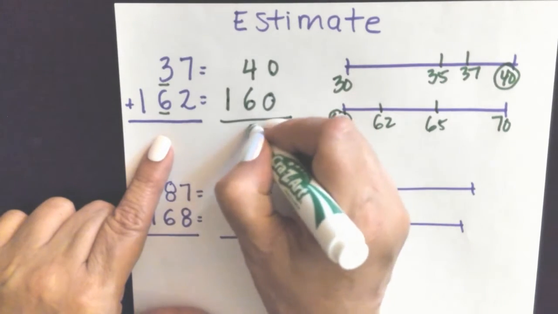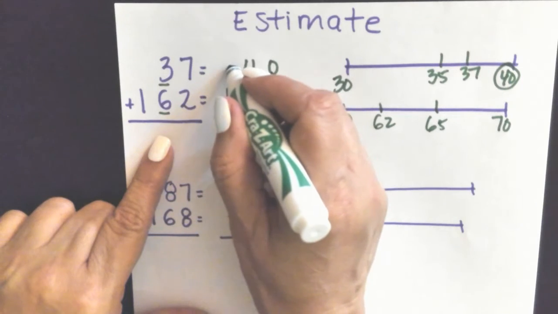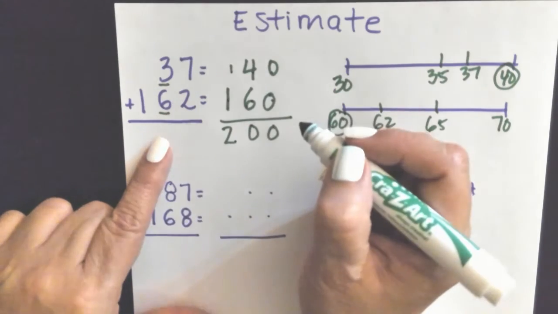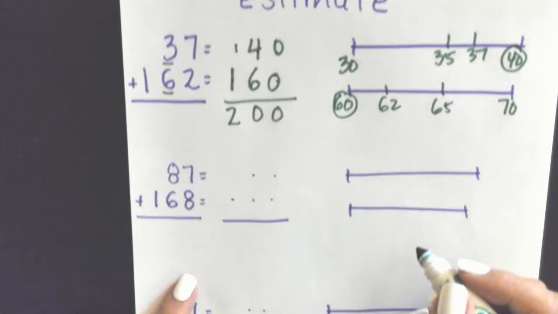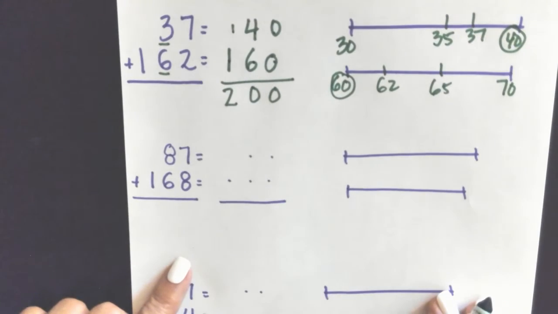0, 4 and 6 is 10, and this is 200. Look at that. Okay, now we're going to work on the next one.